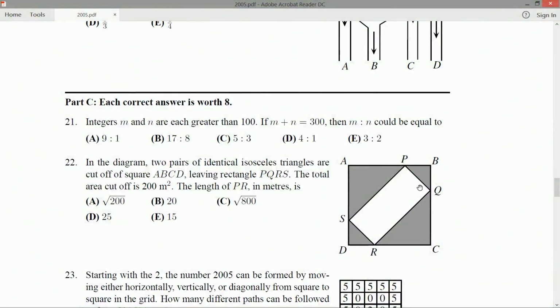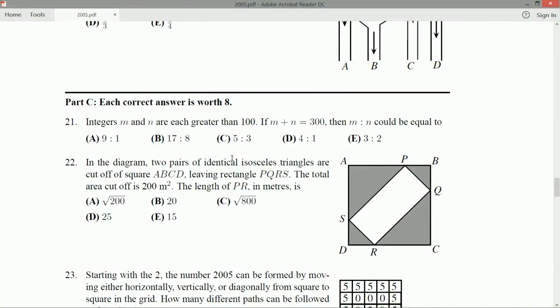So we've made it to the C part where the questions are worth 8 marks if we get them correct. C part on the 2005 Pascal paper. Okay. So question 21. Integers m and n are each greater than 100. If m plus n is equal to 300, then the ratio m to n could be equal to, and then we have a bunch of possibilities here.